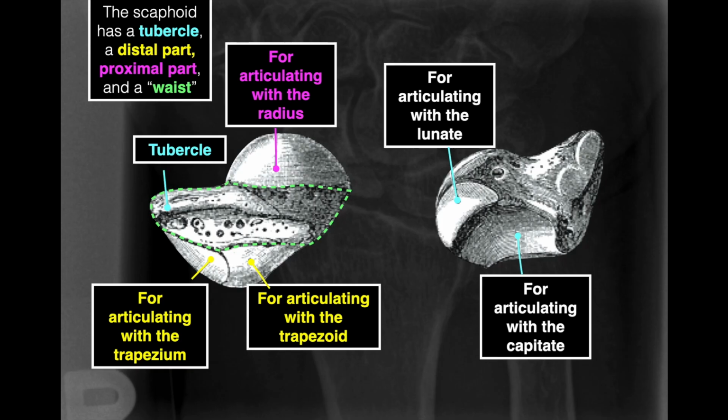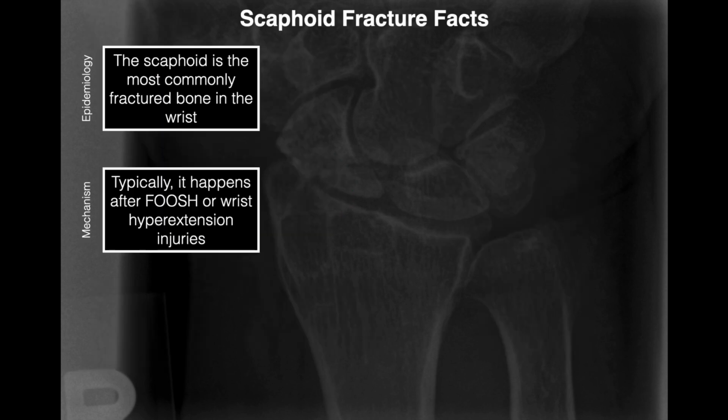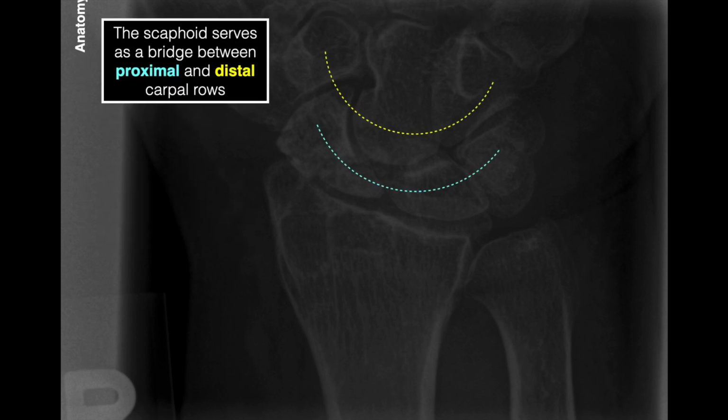The scaphoid has a tubercle, a distal part, a proximal part, and a waist. And there's different surfaces on the scaphoid for articulating with various bones. In terms of epidemiology, the scaphoid is the most commonly fractured bone in the wrist. In terms of mechanism, typically these fractures happen after falling on outstretched hand or wrist hyperextension injuries. The scaphoid, anatomically speaking, serves as a bridge between proximal and distal carpal rows.